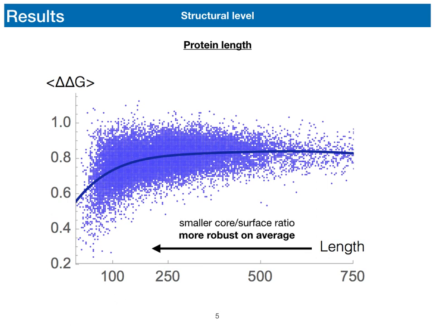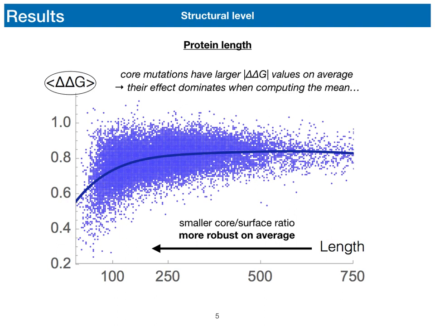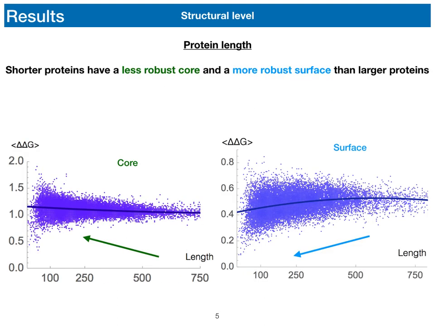Indeed, as the protein core and surface are cubic and quadratic functions of its length, respectively, shorter proteins have smaller core-to-surface ratios and thus appear to be more robust on average. Note that this relationship becomes constant above around 400 residues, since these are mostly multi-domain proteins with a constant core-to-surface ratio. Now, since core mutations have larger stability change values, their effect dominates when computing the mean.